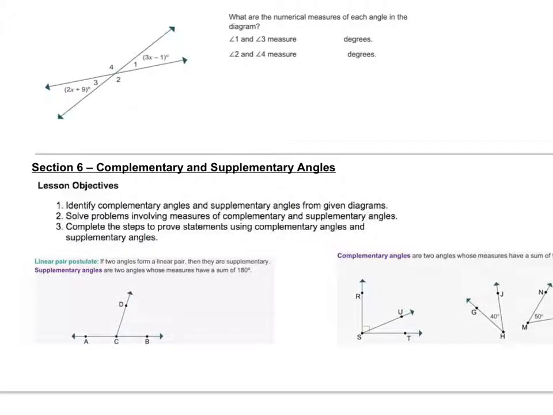Hello, the following is a video over geometry. This is Unit 1, and this is Section 6. We're going to be talking about complementary and supplementary angles.